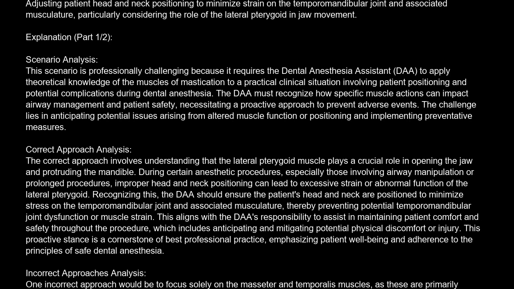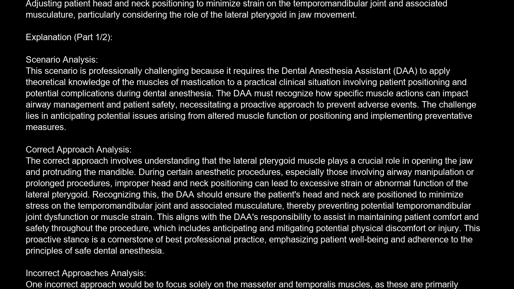The correct answer is B. Adjusting patient head and neck positioning to minimize strain on the temporomandibular joint and associated musculature, particularly considering the role of the lateral pterygoid in jaw movement. Explanation. Scenario analysis. This scenario is professionally challenging because it requires the dental anesthesia assistant, DAA, to apply theoretical knowledge of the muscles of mastication to a practical clinical situation involving patient positioning and potential complications during dental anesthesia.